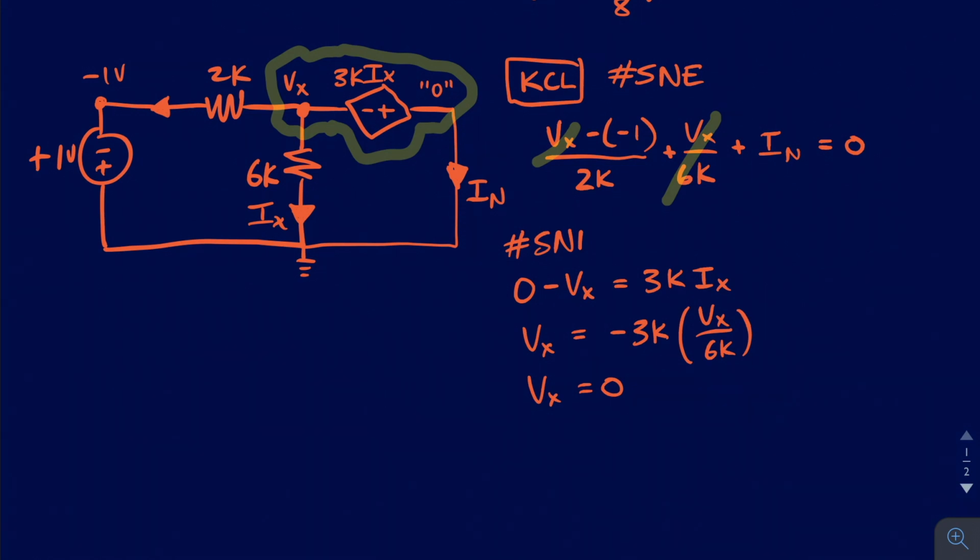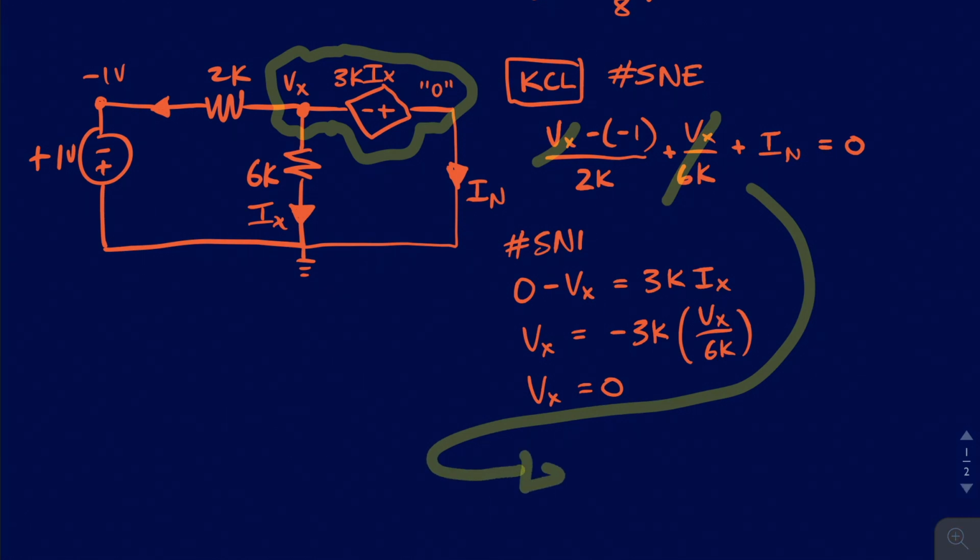So then simplifying this equation, this is just going to be In, which is going to be equal to minus 1/2 milliamps. Okay, so now that we have VOC and I Norton, we can go ahead and find RTH.